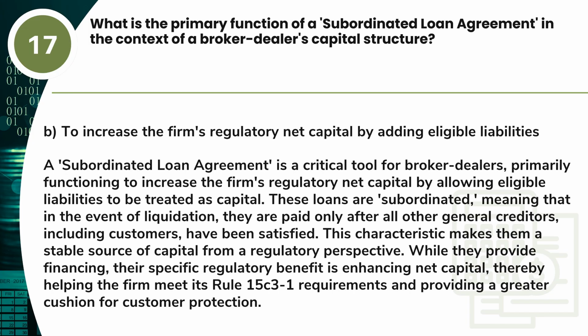Answer: B. To increase the firm's regulatory net capital by adding eligible liabilities. Explanation: a subordinated loan agreement is a critical tool for broker-dealers, primarily functioning to increase the firm's regulatory net capital by allowing eligible liabilities to be treated as capital. These loans are subordinated, meaning that in the event of liquidation, they are paid only after all other general creditors, including customers, have been satisfied.